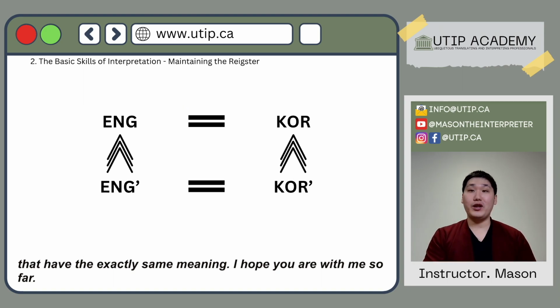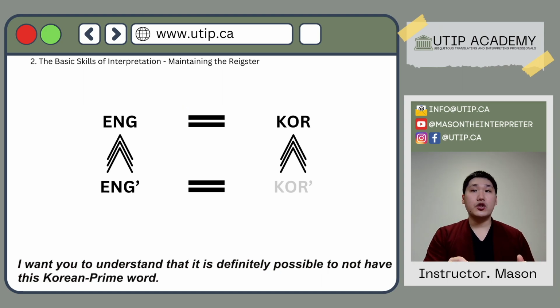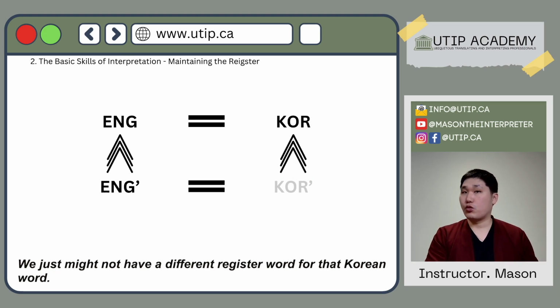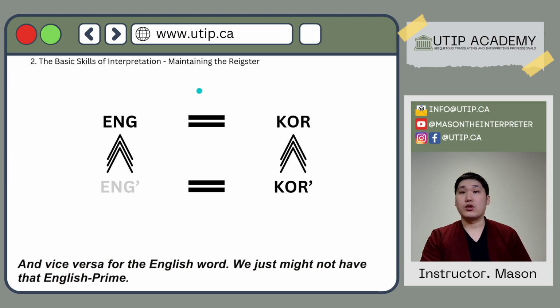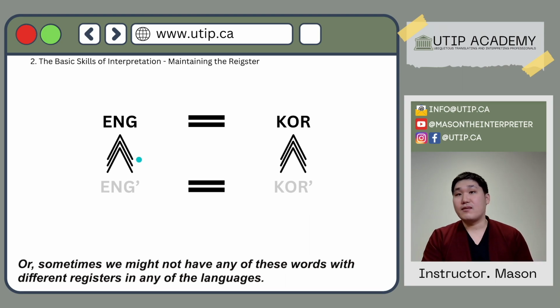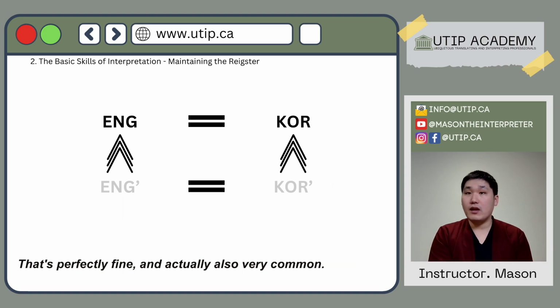I hope you are with me so far. I want you to understand that it is definitely possible to not have this Korean prime word. We just might not have a different register word for that Korean word. And vice versa, for the English word, we just might not have that English prime. Or sometimes we might not have any of these words with different registers in any of the languages. That's perfectly fine and actually also very common.